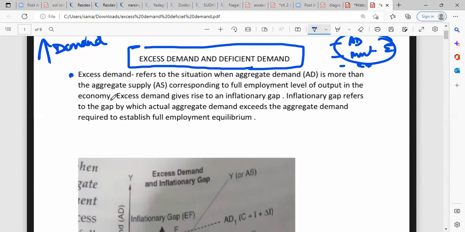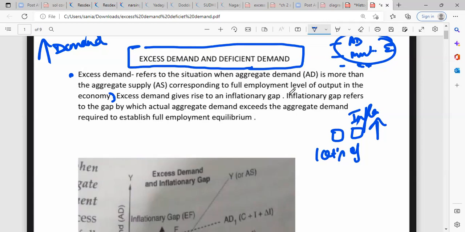Okay, first point. Then second point, excess demand gives rise to an inflationary gap. Inflationary gap means inflation. See, for example, you have two chocolates, and lots of people are demanding them, right? So what you will do, you will increase the price, right? So because of this, inflation will come. We discussed it in the banking chapter, right? So excess demand gives rise to an inflationary gap.